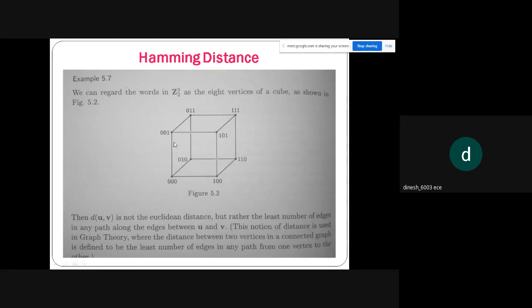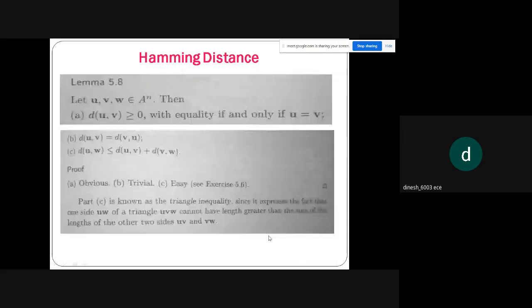So 8 instances: 0, 1, 2, 3, 4, 5, 6, 7. All these 8 form the vertices of a cube, as in this diagram, with the Hamming distance varying from u to v. Okay, in graph theory we'll see that. So these are some of the properties of that.